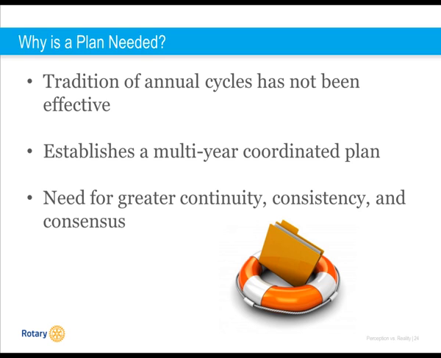As we navigate forward into why is a plan needed, these are the incredible experiences that come from what we do and how we deliver this in every possible way. The tradition of annual cycles has not been effective. We have presidential leadership year over year, and the opportunity to serve in your year of service does not enhance itself to a multi-year coordinated plan. The ultimate goal is the need for greater continuity, consistency, and consensus through the process of a plan and how that interrelates. When this is relevant to the community and communicated both inside the club and outside with public image, retention and recruiting becomes easier.